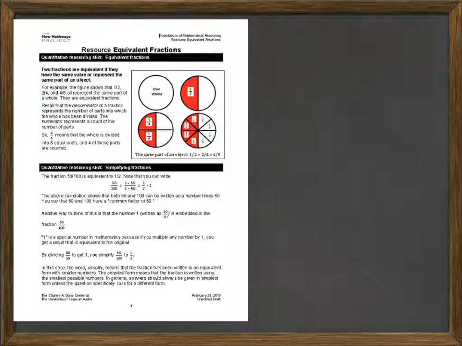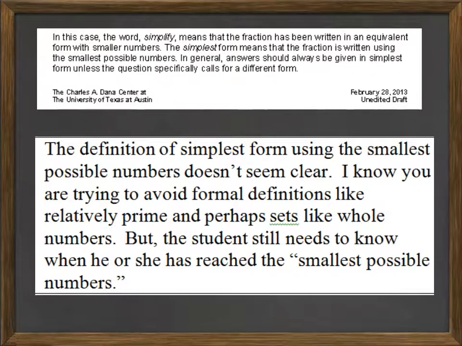In fact, this very first comment comes from the background from lesson 3.1, and the comment said the definition of simplest form using the smallest possible numbers doesn't seem clear. Part of the goal of this material was to make things a little bit less formal, but I thought sometimes you couldn't always avoid formality. What does the smallest numbers mean here? And so I left a comment to that effect.